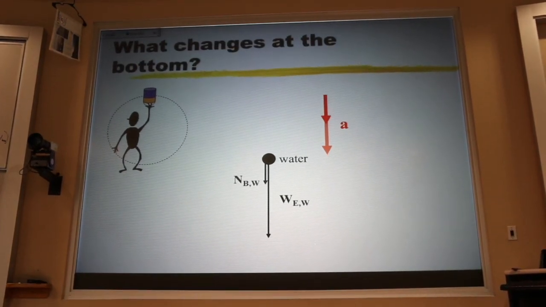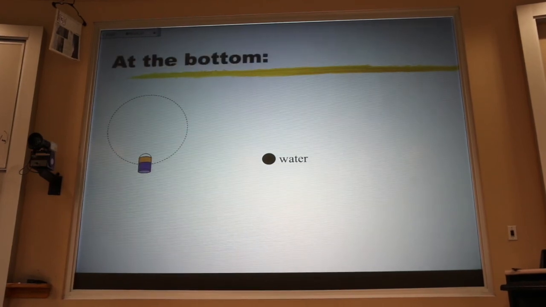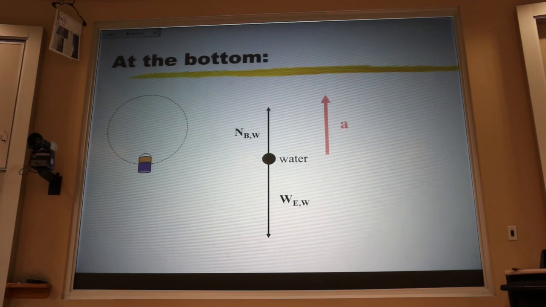Now, let's look at the bottom of the circle. Okay, watch how clever the PowerPoint is. Oh, yeah. Okay. Wonderful. Now, the free body diagram, I still have weight down. The bottom of the bucket is now below the water, so it's pushing up. And my acceleration is going in which direction? Up. And so what's wrong with that diagram?